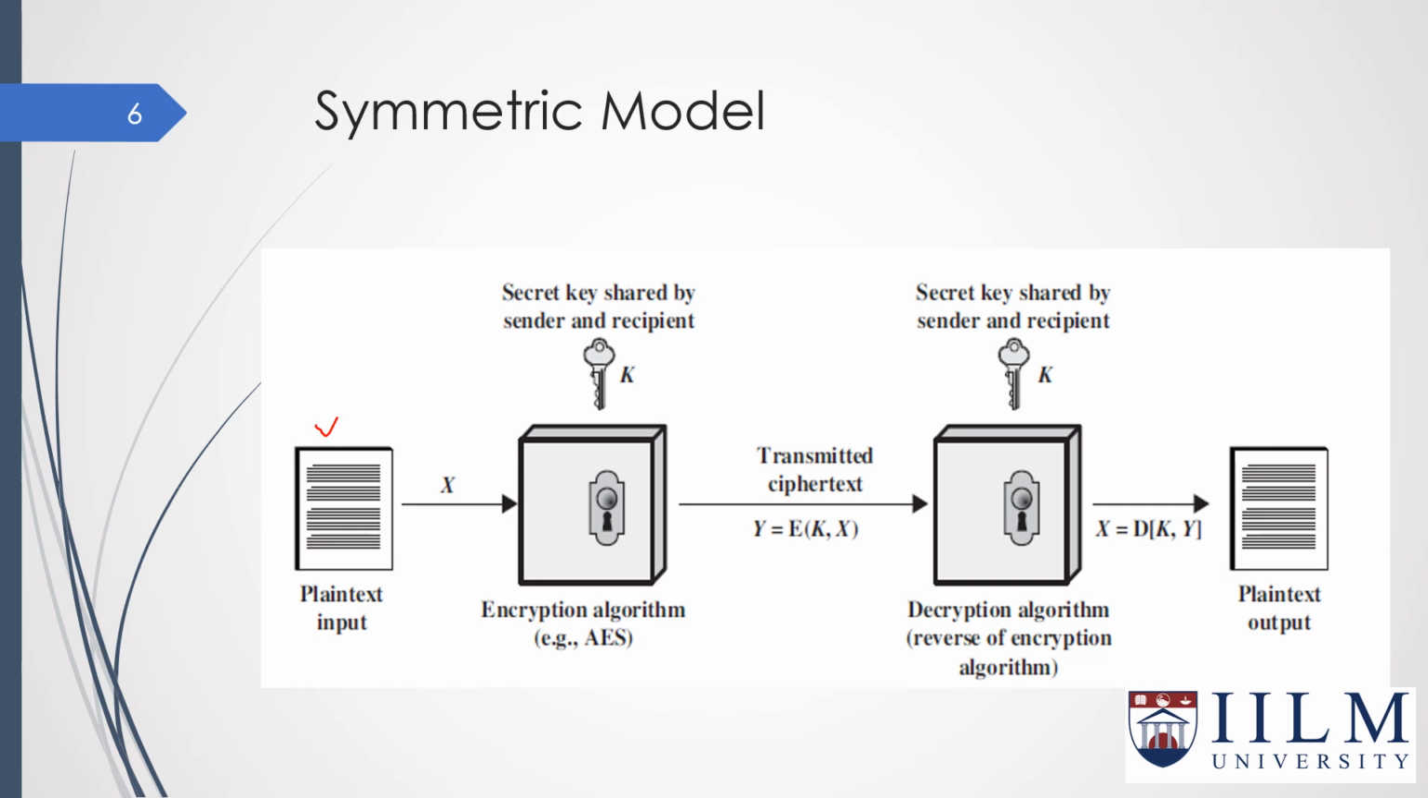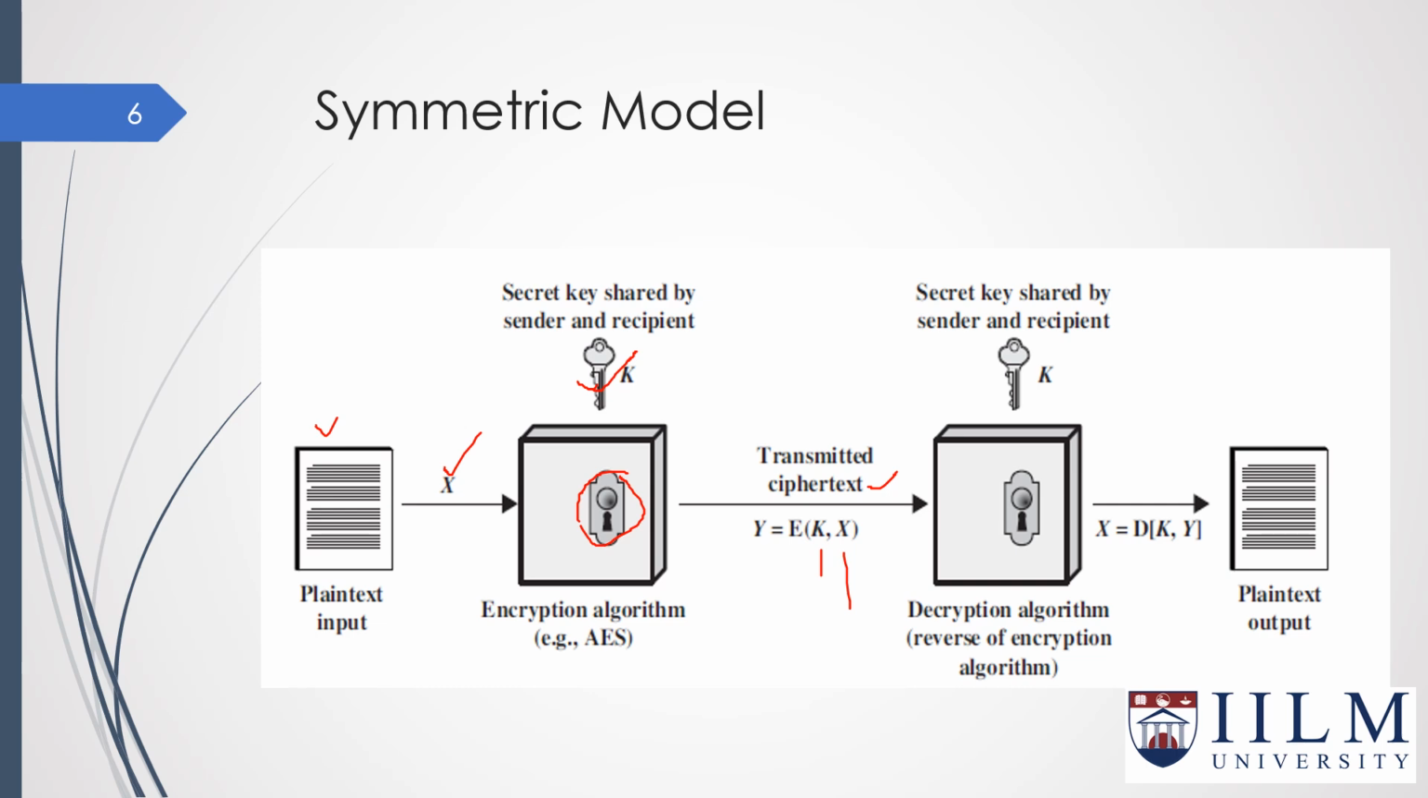So the algorithm gives a key, this is the key, and adds this message and locks it. This is the symbol of a lock, and we call it y equals encryption of k comma x. Here k is the key and x is the message, which in turn produces the ciphertext at the receiver end.